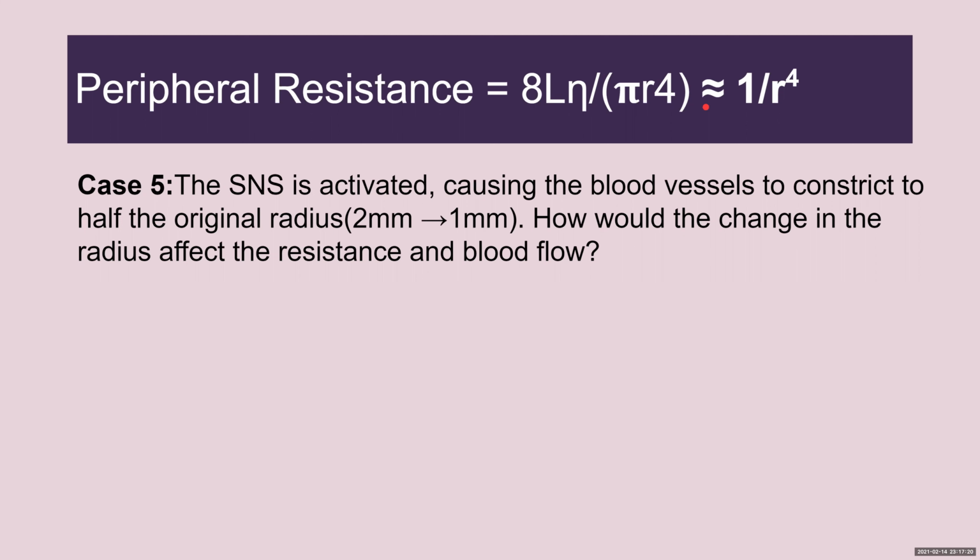So if we simplify this to 1 over r to the 4th, what happens to our resistance if we decrease the radius by half? And all you have to do is plug in the 2 right here, do the equation, and plug in the 1 right there and do the equation. And go ahead and take the time to do that. Pause the video if you need to.